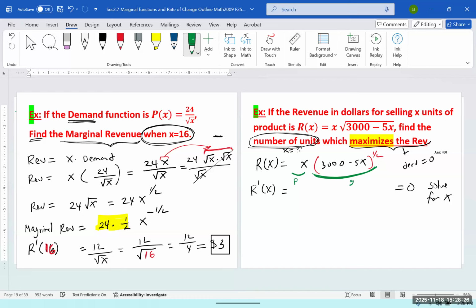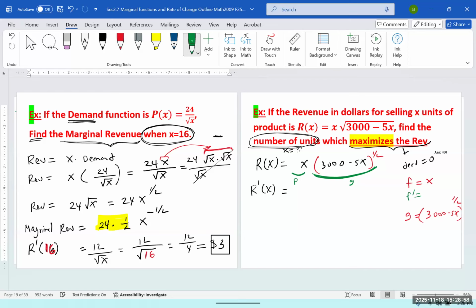F and G. In the product rule, we are going to use the chain rule because of the G. But chain rule is not the original one. The original one is product. Why? Because we have 2 functions together. It's a multiplication. So you do it on the side. Let me erase this. Our F function is x, and let's say our G function is 3,000 minus 5x to the 1/2 power.